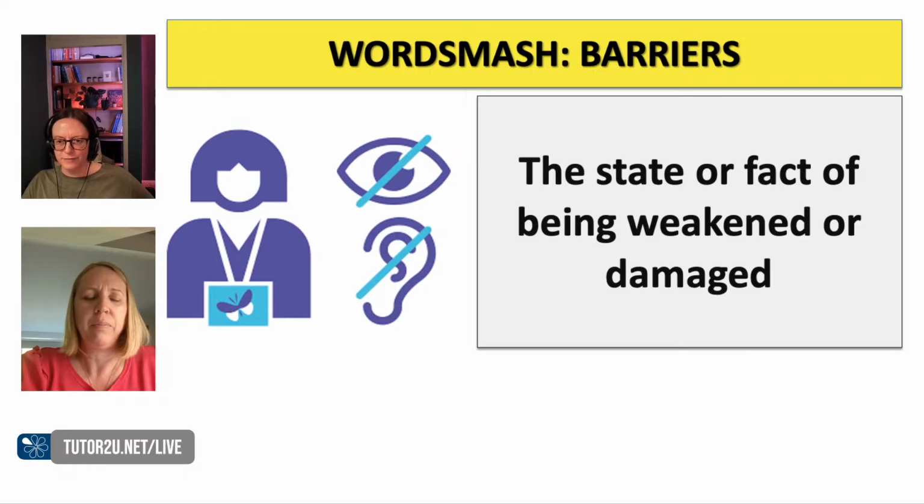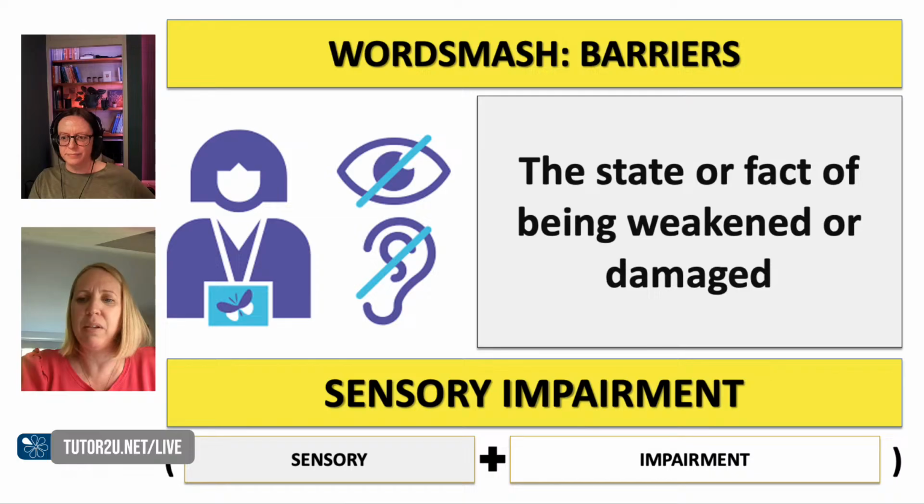Okay, next one. Still on barriers now. So we've got an image there. And then the state or fact of being weakened or damaged. What do you think this is? Let's have a little look. Oh, straight in there. So Chopper says sensory barrier, Lily sensory barrier, Macy sensory impairment. Well done. Yep, that is. Yeah, so sensory impairment. You've got it perfect there.